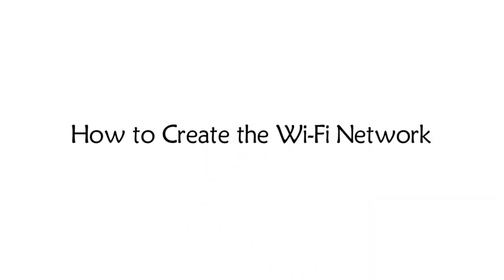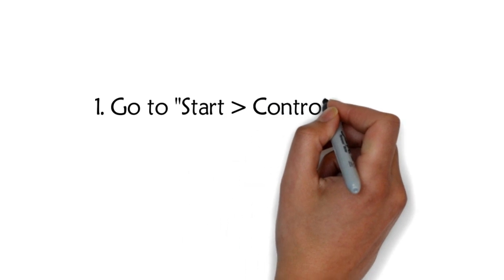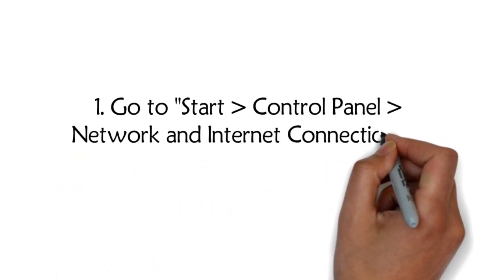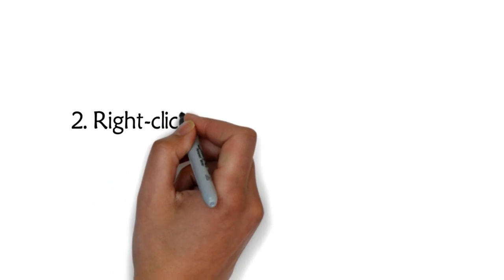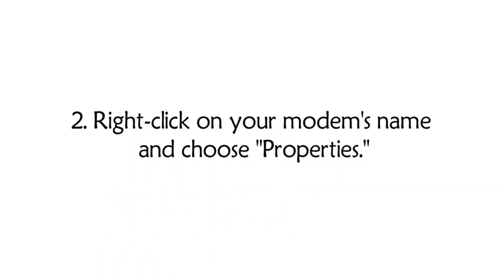How to create the Wi-Fi network. 1. Go to Start > Control Panel > Network and Internet Connections > Network Connections. 2. Right-click on your modem's name and choose Properties.